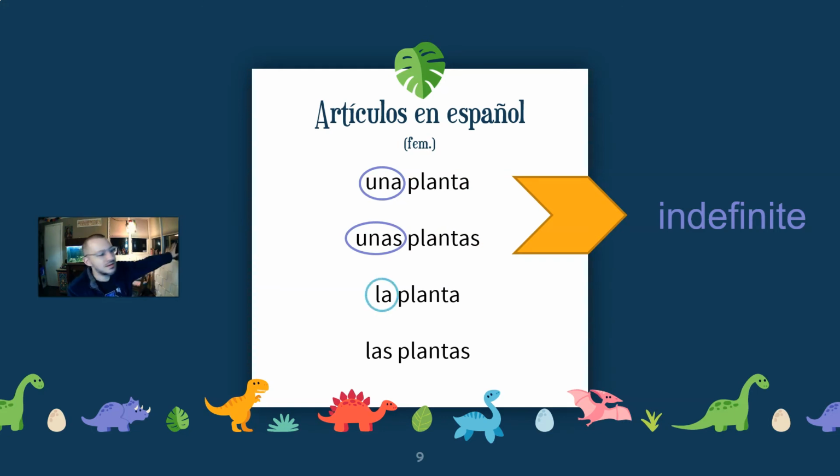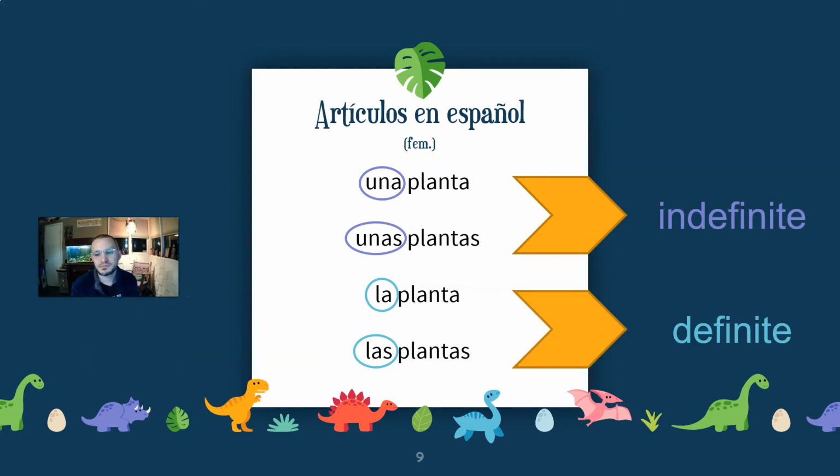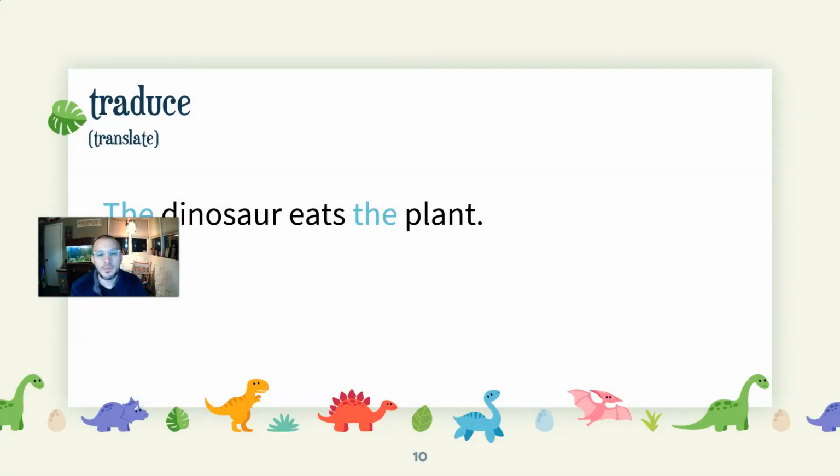La planta que ya tengo en la ventana está muy contenta. The plant that I already have in the window is very happy. Las plantas que tengo en mi cuarto no están muy felices porque necesitan más sol. The plants that I have in my room aren't so happy because they need more sunlight. Definite, specific plants that I'm talking about.